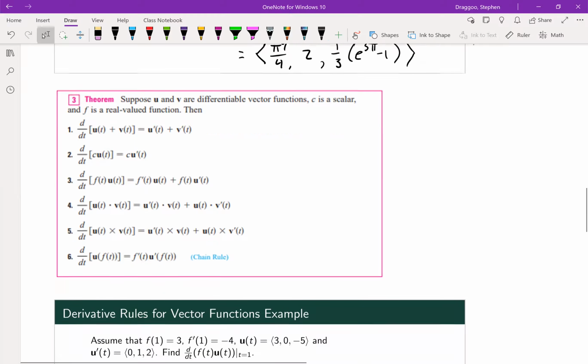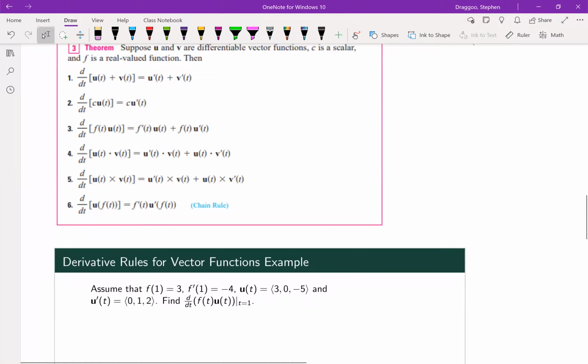So if we wanted to put one of those into practice, so assume that we know f of 1 is 3, f prime of 1 is -4. We know what u of t is and u prime of t.